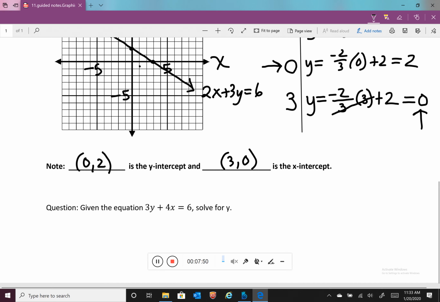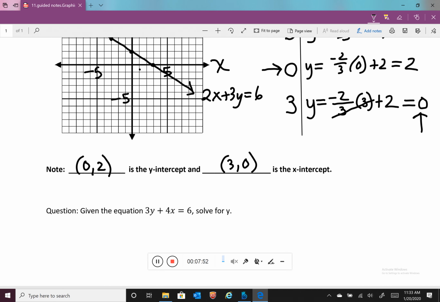And your question, given the equation 3y plus 4x equals 6, solve for y.